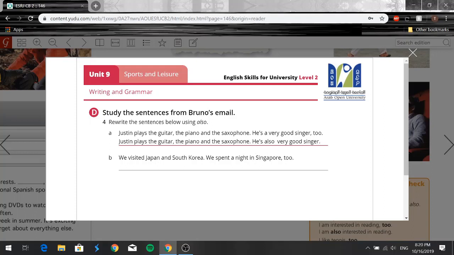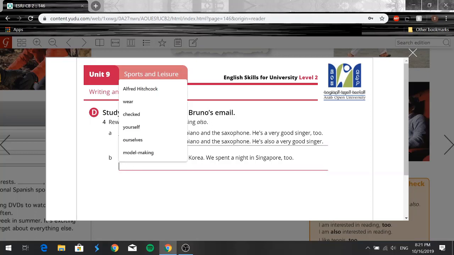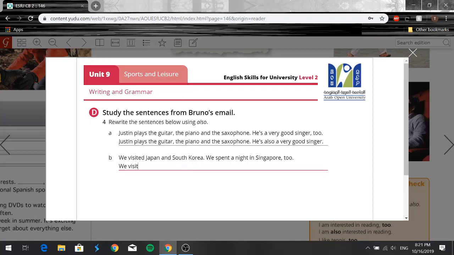So Justin plays the guitar, the piano, and the saxophone. He's also, we'll say, also a very good singer, instead of saying he's a very good singer too. B, we visited Japan and South Korea. We spent a night in Singapore too. I'll say we visited Japan and South Korea.